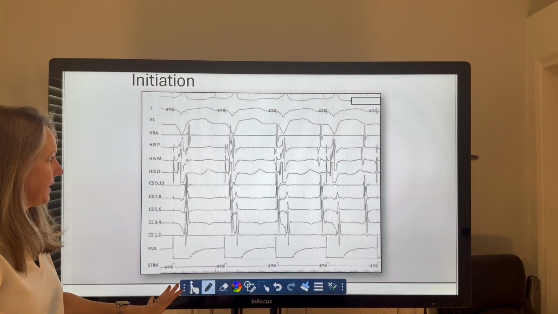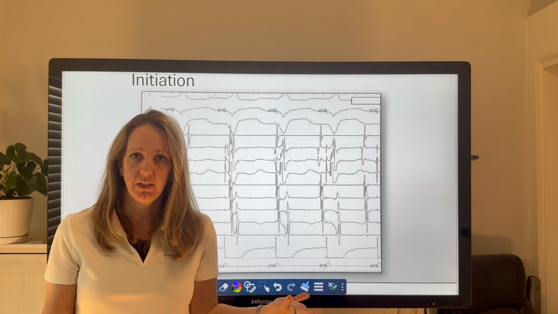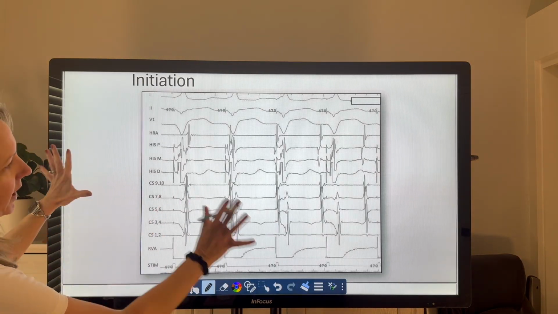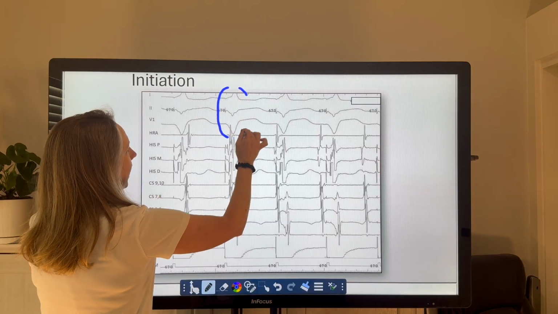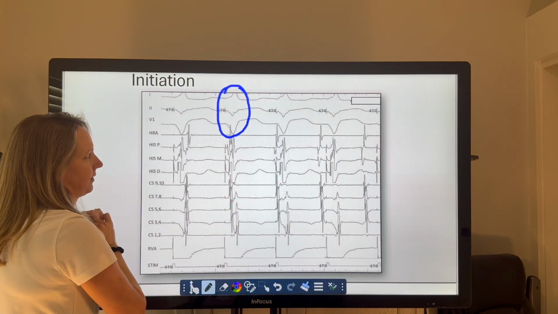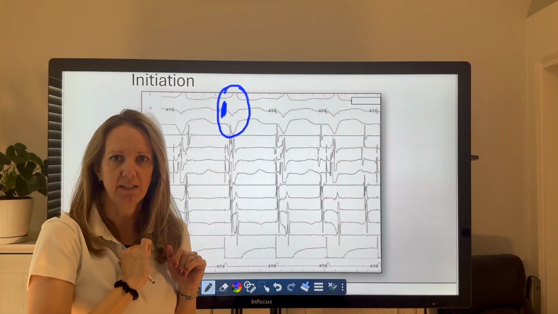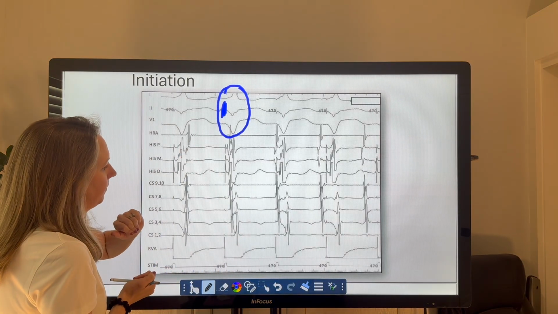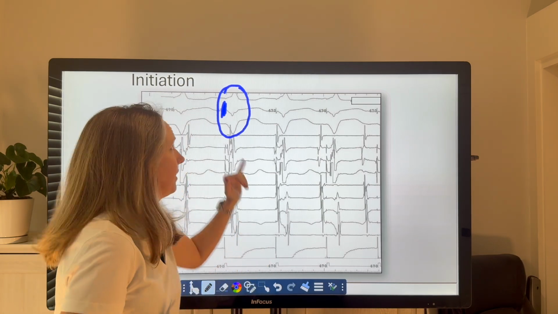So where are we pacing from? Did we capture and did we conduct? We're going to do that same thing. Look at the big picture and you can see wide QRS complexes with an immediate pacing signal, or that stimulus immediately before. This is a big clue that we are ventricular pacing.